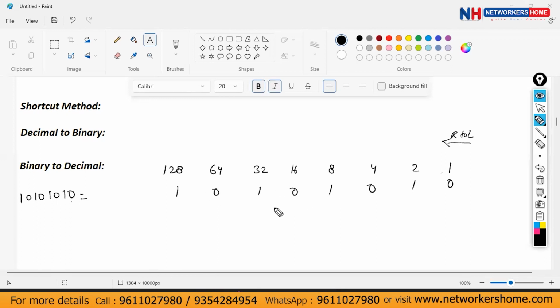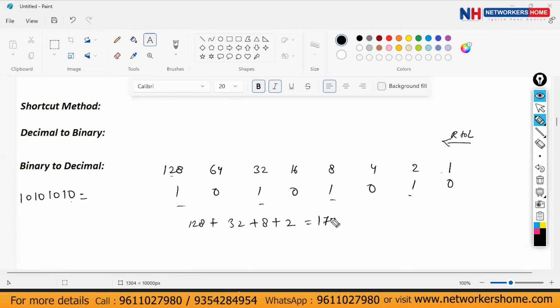1 0 1 0 1 0 1. This is the important step, because if you start from left to right, this is going to completely change the number in some cases. So always write it from right to left. Once you have written it, anywhere you see 1, just add that particular value. Like 1 is there for 128, 32, 8, 2.